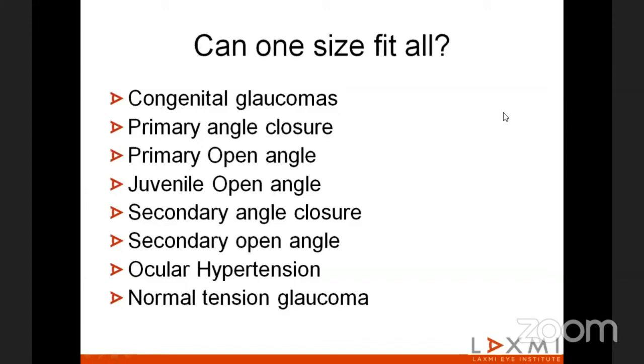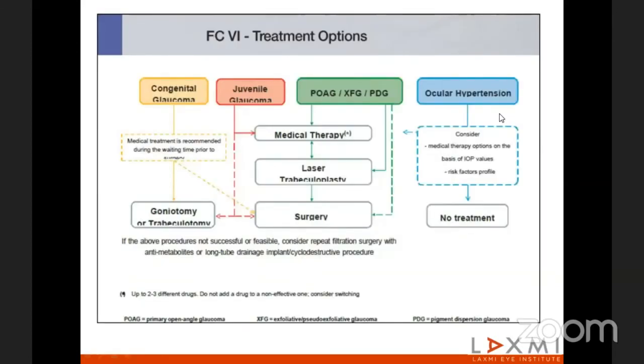Can one size fit all? We have so many varieties of glaucoma. And if we try and just evaluate one strategy to treat all of them, that's not going to be the right way to approach. So we have different treatment approaches. For instance, we know that if there is a patient who's got a congenital glaucoma, surgery is the way to go. However, before surgery, for a short while, we might have to use medical treatment.